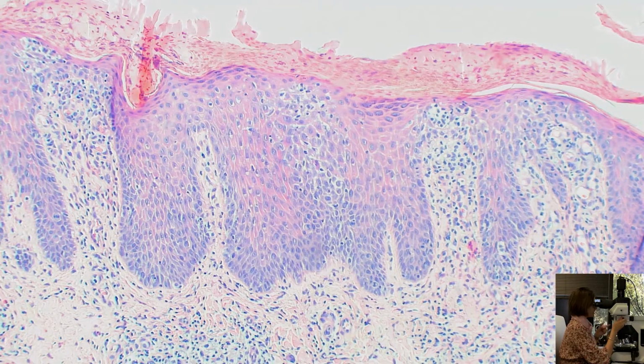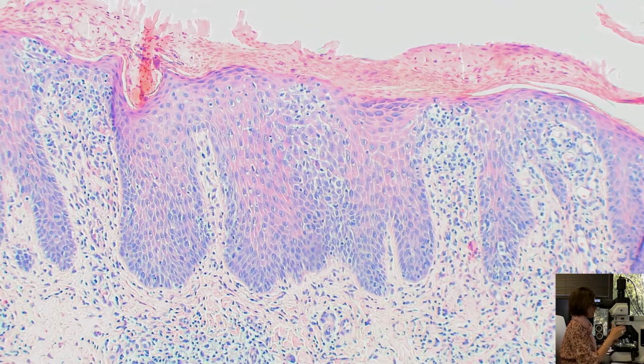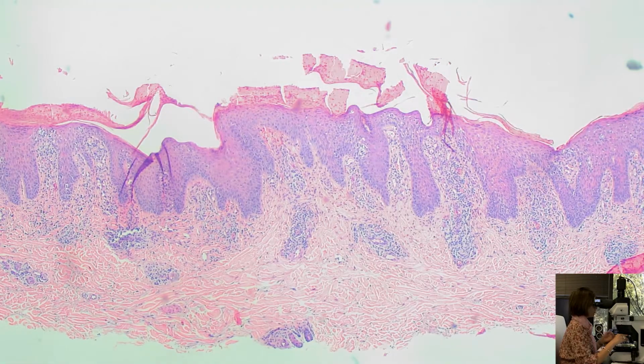Now, after you decide that yes, this is a spongiotic pattern, you are going to further delve into the degree of spongiosis.